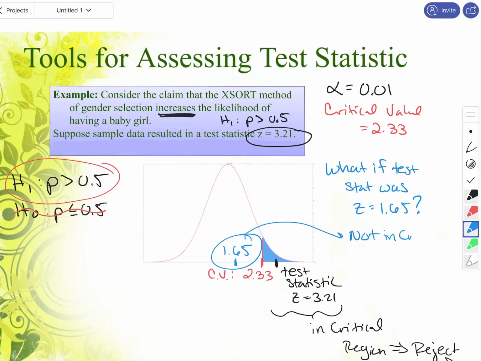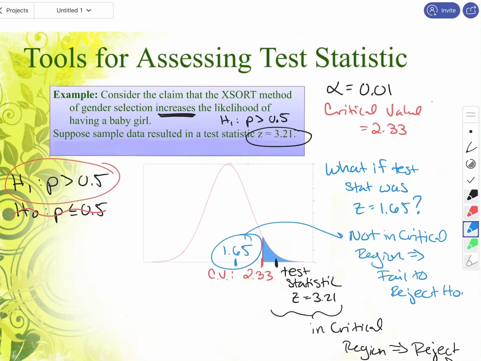1.65 is not in the critical region, which means we would fail to reject the null hypothesis. So, in other words, we fail to reject the null hypothesis. The null hypothesis could actually be true.